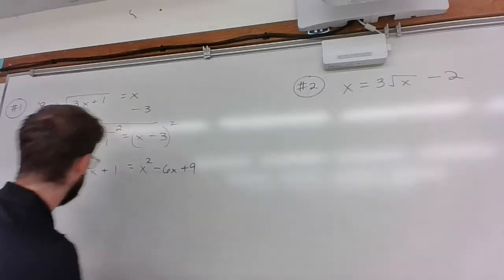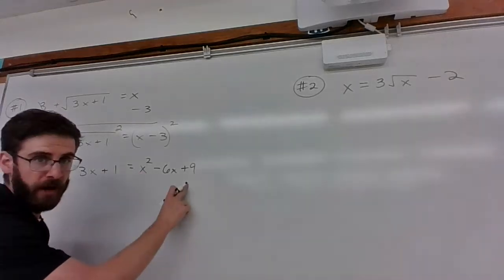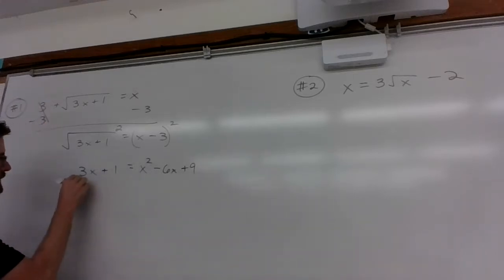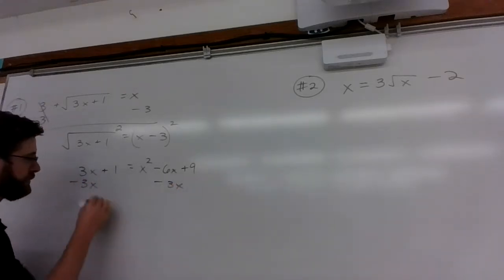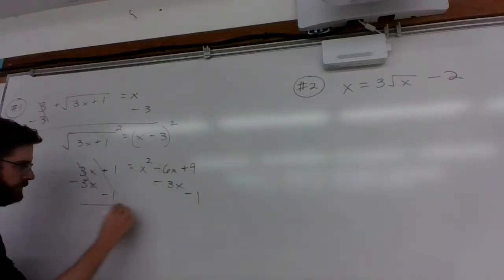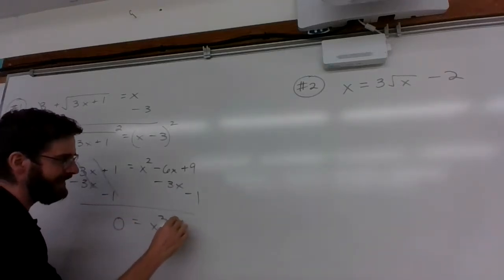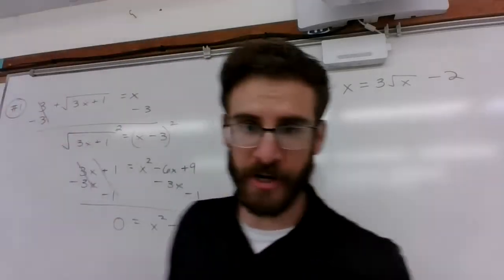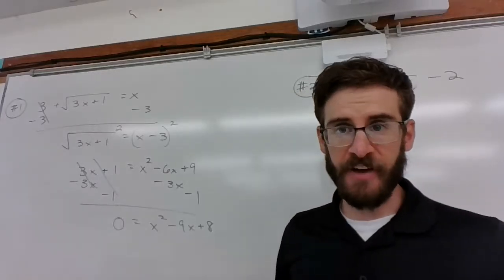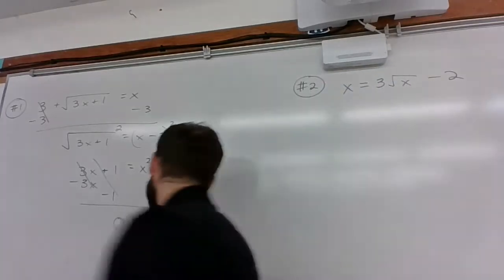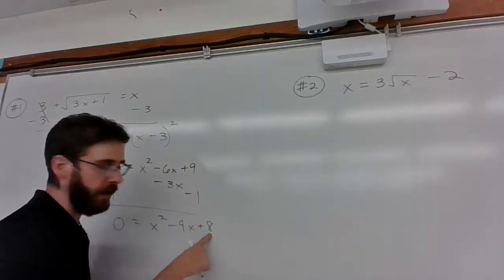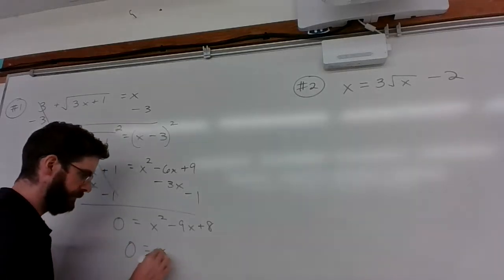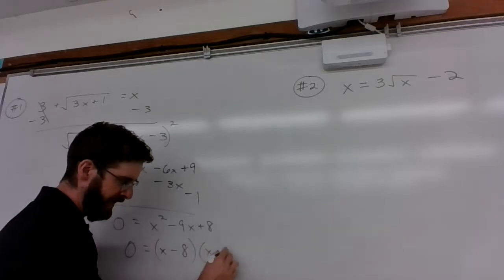All right. Now that we've got a polynomial on the right-hand side and just some other stuff on the left-hand side, let's move everything together. So subtract 3x, subtract 1, and you get 0 is equal to x squared minus 9x plus 8. Looks like a quadratic equation. Do a quick look over and see if it's factorable. This one is. Negative 8 times negative 1 is 8. Negative 8 plus negative 1 is negative 9x in the middle. So you got factors of negative 8 and negative 1.